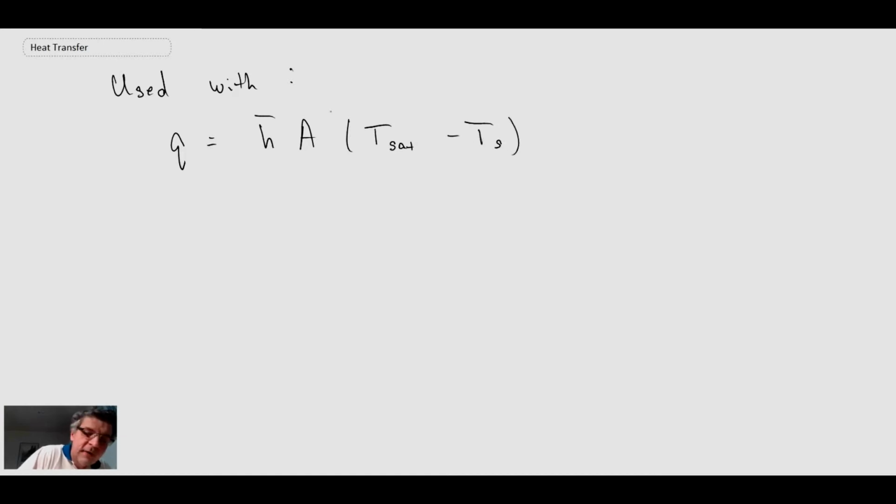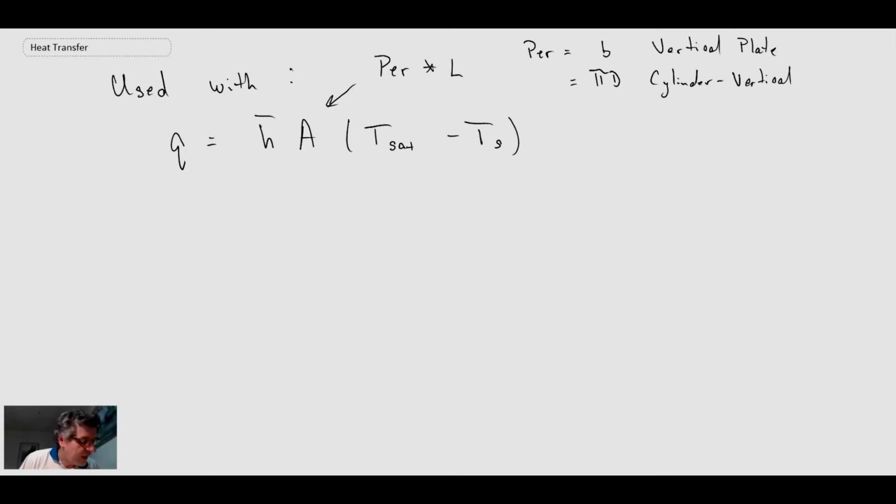What I'm referring to would be the perimeter times the vertical length, whatever the length scale is. The perimeter would be pi times d if it's a vertical cylinder, and it would be b if it is a vertical plate. So perimeter equals b for a plate, or pi d for a cylinder. And that's vertical cylinder. We'll look at horizontal cylinders in the next lecture. That is for the vertical plate. Okay, so that's Newton's law of cooling.